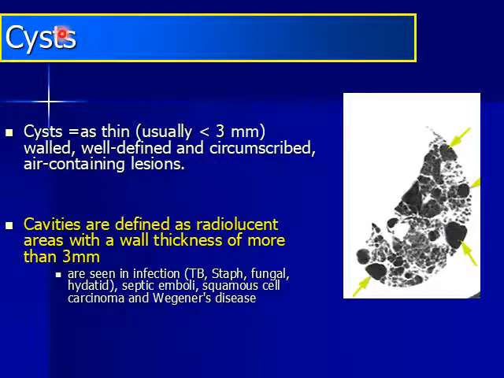Let us start with cysts. As a definition, cysts, and cyst, of course, in the lung, we mean air cysts, okay? It is a thin, usually less than 3 millimeter walled, well-defined, and circumscribed air-containing lesion. On the other hand, cavity is defined as radiolucent or airspace with a wall thickness more than 3 millimeters. So the thickness of the wall differentiates cysts from cavities.